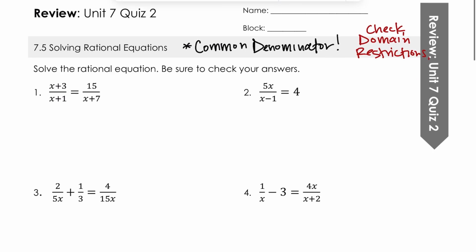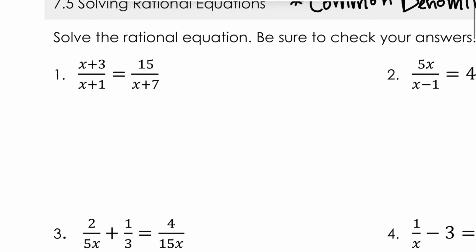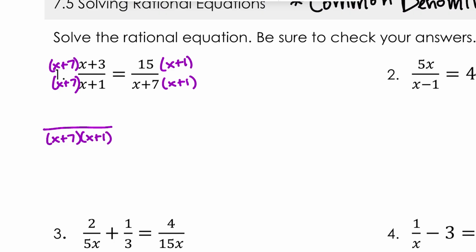So for number one, we have x plus 1 and also x plus 7 as their current denominators. And so we really want to just give each other the one that they have. So our second one needs the x plus 1, and our first one needs the x plus 7. Okay, and so the denominator is going to be this common denominator on both sides, the x plus 7, the x plus 1. The numerator we're going to work on so that we can eventually set them equal.